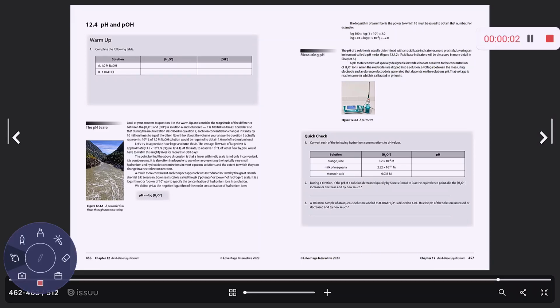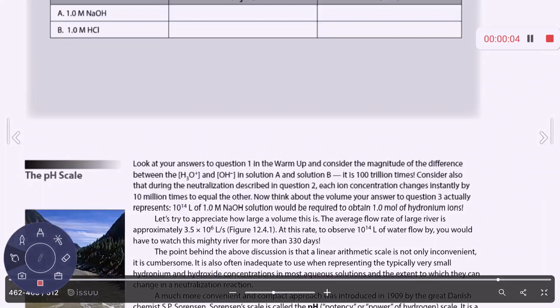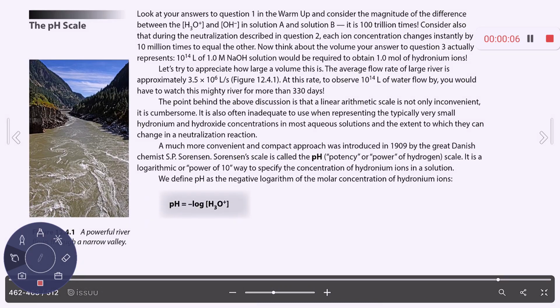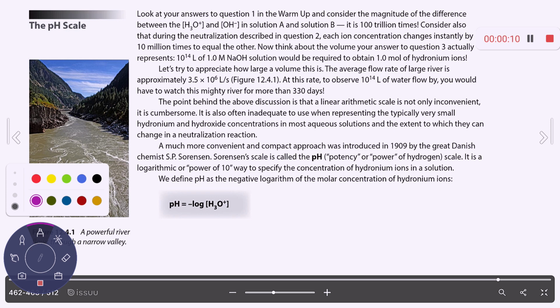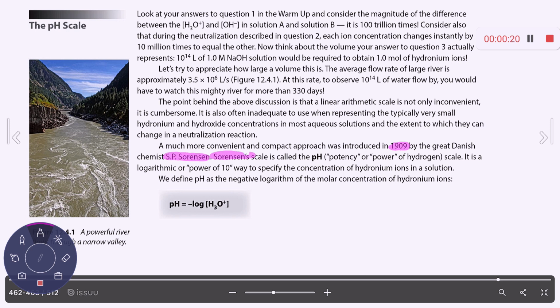All right, let's take a look at the pH scale right here. In 1909, there was a Danish chemist by the name of S.P. Sorensen, and he came up with a scale, the Sorensen scale, which we call the pH scale. pH stands for potency or power of hydrogen scale.